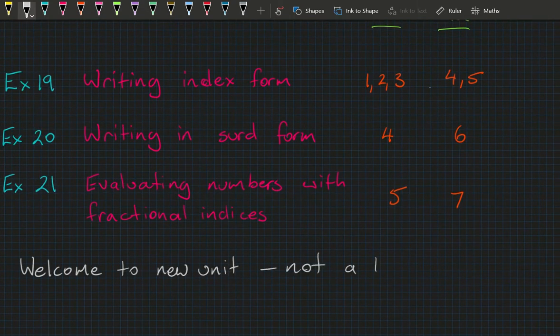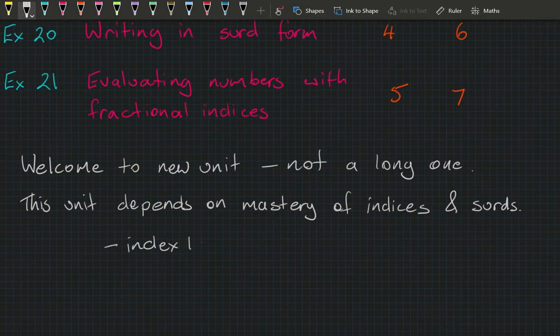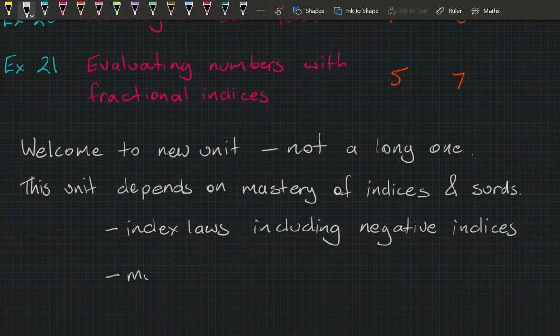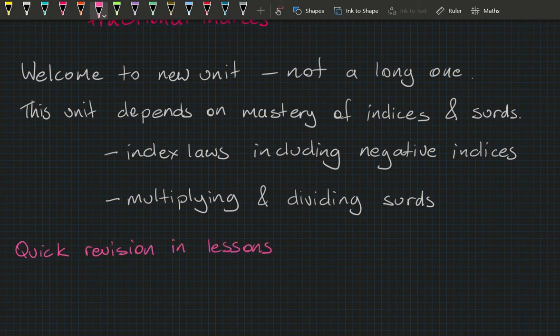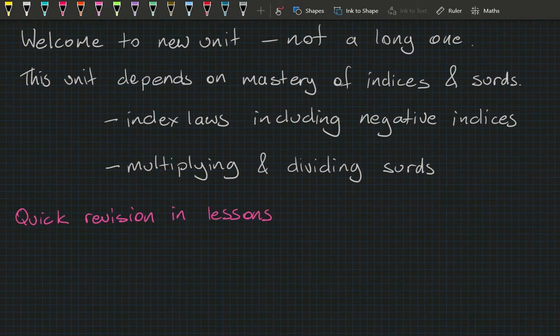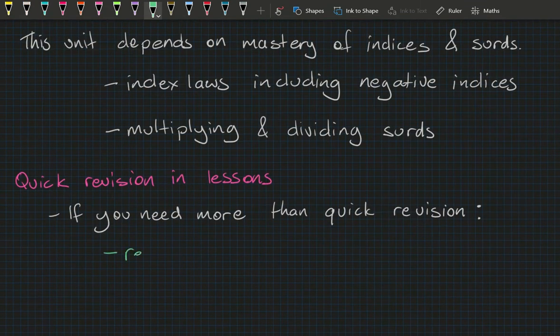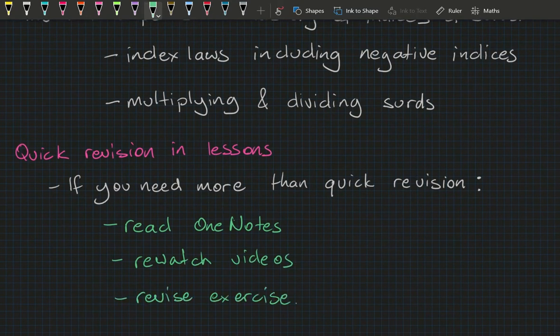It won't be a long one, but it does depend on having mastered the first unit on indices and surds, especially index laws, including those that involve negative indices, as well as multiplying and dividing surds. Of course, I will refresh those as we go, but if you need more than a quick refresher, make sure that you read over those OneNotes, re-watch the videos, and revise some of the exercises. Alright, so if that's you, you better head off and do that now. Otherwise, I'll see you in the introduction.